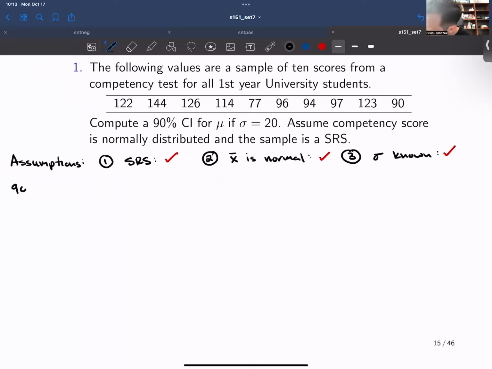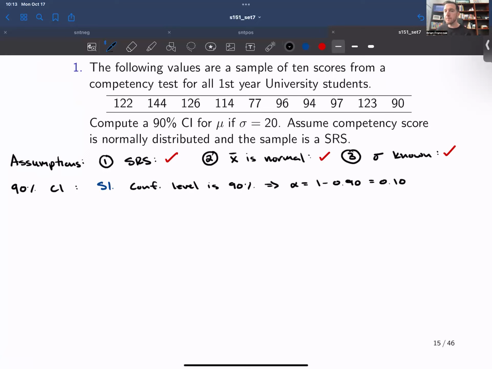So we can write 90% CI. All right, the first thing that we have to do on step 1 is we have to find the z-score. So our confidence level is 90%. Okay, so I'll write conf level is 90%. Okay, so that means that alpha is 1 minus 0.9, which is equal to 0.1.